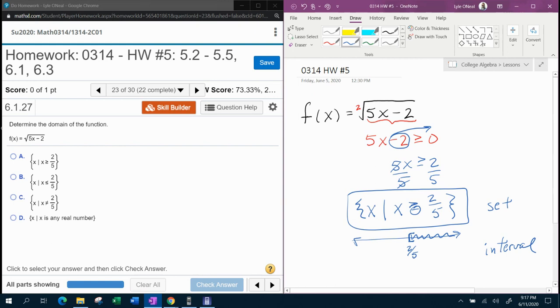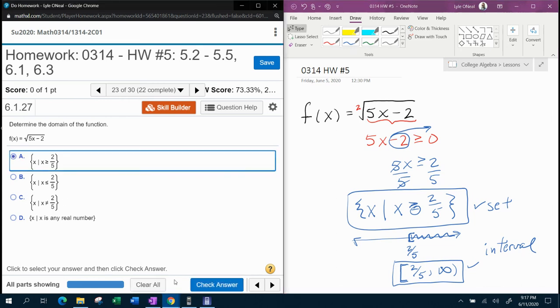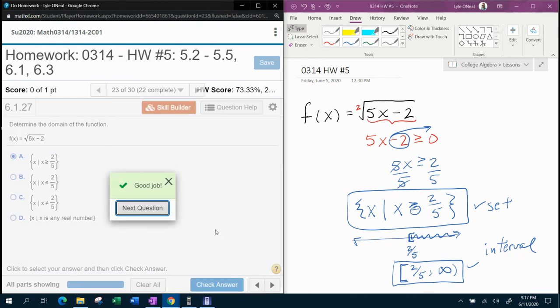So then with interval notation, we would say the domain is everything from 2/5 to infinity, because interval notation is represented from left to right, and the bracket says up to and including 2/5. So there's your set notation and your interval notation in case you need it. And now let's see if I'm right. Oh, yeah, boy. All right.